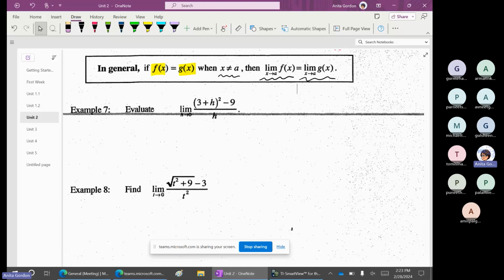You could use the limit rules and split this up into 3. 1, 2, 3. However, I want you to try expanding the numerator. Is there a way that we can just reduce this down to a polynomial rather than a rational? So if I expand the top, limit as h approaches 0, what am I going to get in the top?